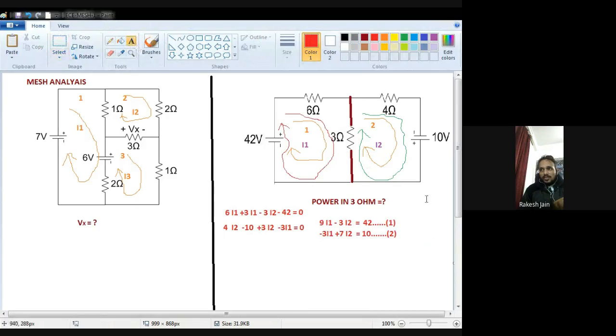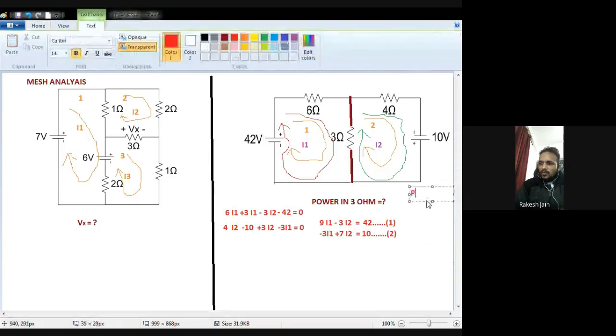We know that power is equal to I square R. Power is equal to voltage multiplied by current, and voltage is equal to IR. So IR multiplied by I is I square R. Remember, P is equal to voltage into current, and V is equal to IR, and one more I is there, so that is equal to I square R.